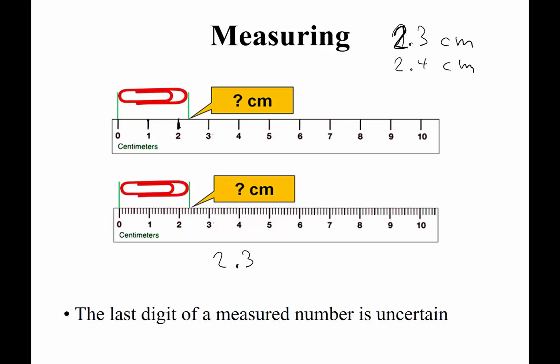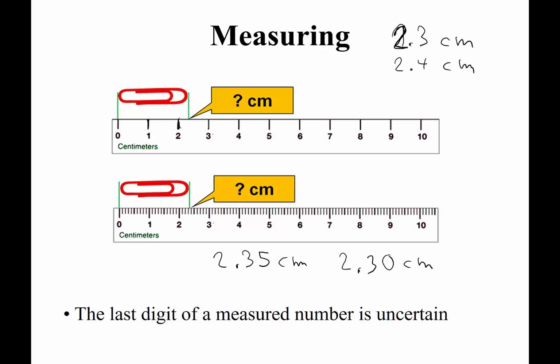Now, this is really important: you don't just leave it at 2.3 and decide that, oh, this is too hard for me to guess in the middle. No, you always have to guess, right? And so if you think it's exactly in between, then you put 2.35 centimeters. If you think this is right on the dot, which in my opinion it is not, you must put 2.30 centimeters. Don't leave that 0 off, because now you have 3 measured figures, 3 significant figures.